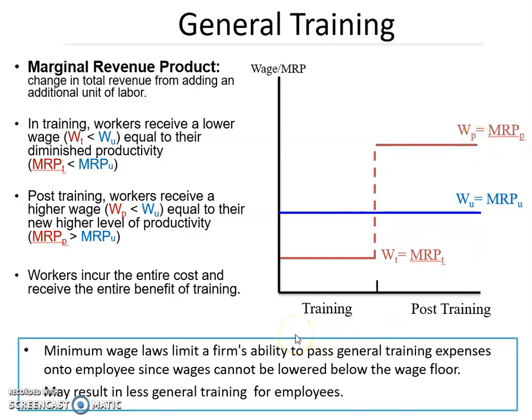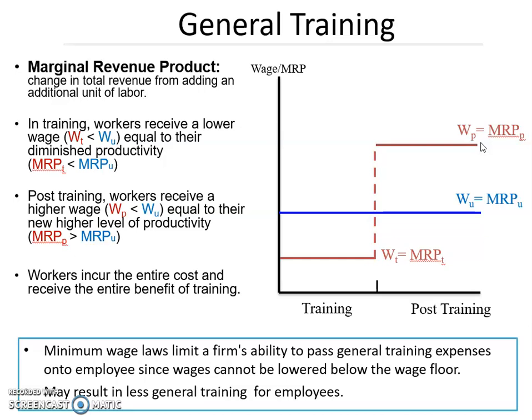So notice the process here. With general training, the firm is going to, during the training period, cut your wage to equal your marginal revenue product, and then after the training is over, they're going to raise your wage to equal your marginal revenue product. Well, who's incurring the cost of the training and who's getting the benefits? If during the training you get your pay cut to your lower productivity, but then after the training you get your pay raised to the higher productivity, then you as the worker are effectively paying for that general training through a lower wage and then reaping the benefits of that with a higher wage.